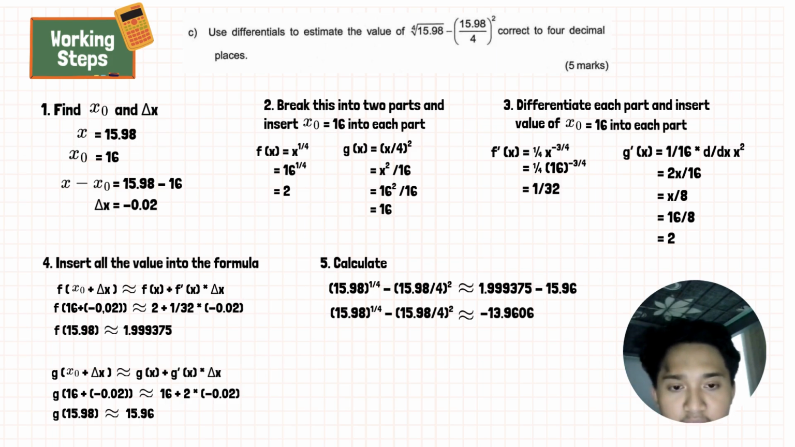And then we have to calculate it. With the previous answers we got, which is 1.999375 minus 15.96, we get negative 13.9606.